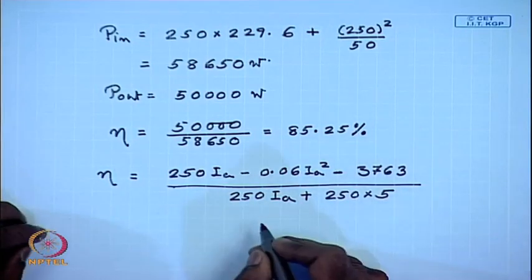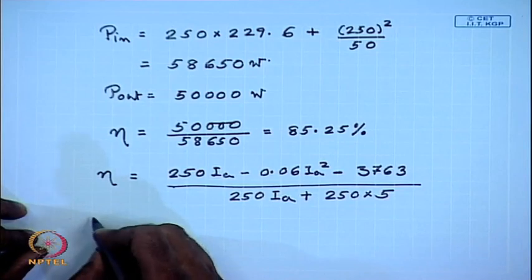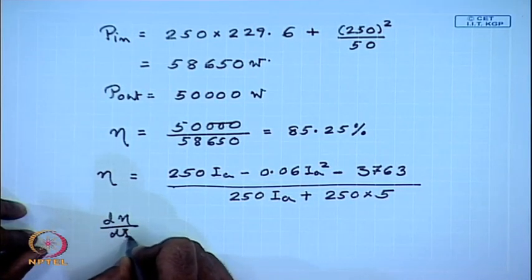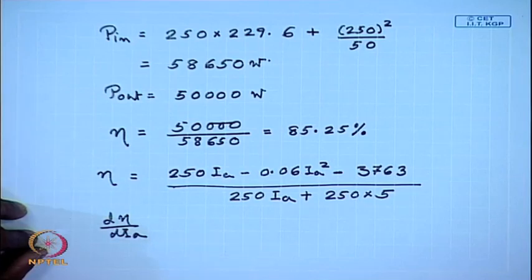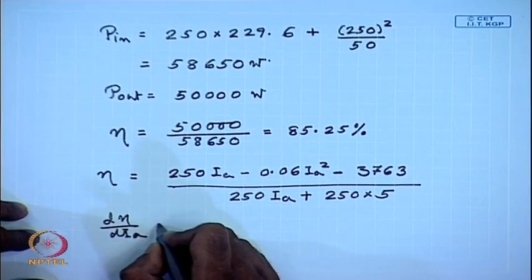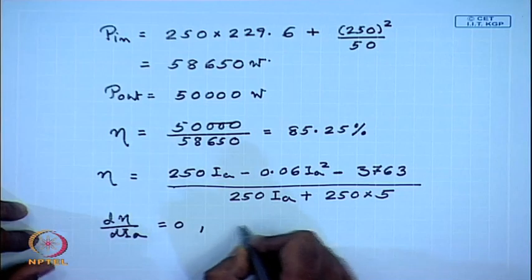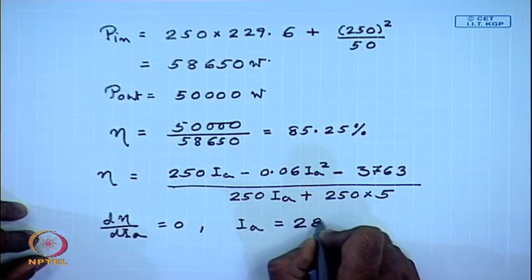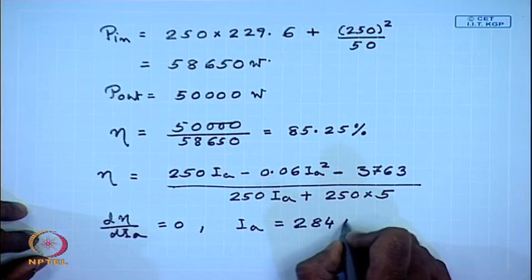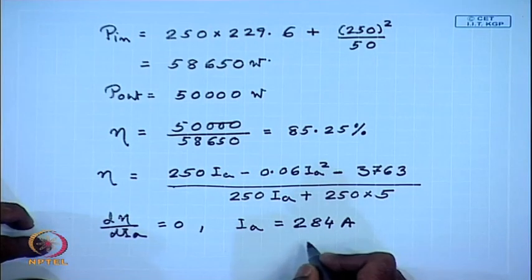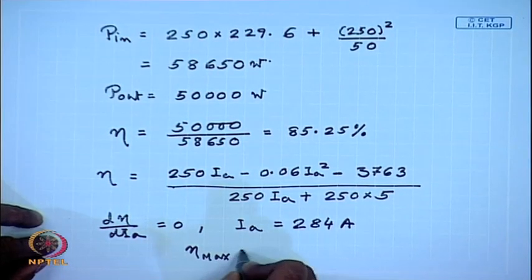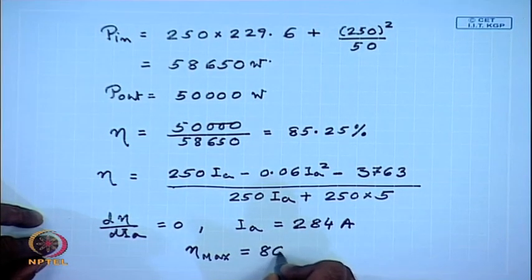So, the maximum efficiency occurs when d eta d IA equal to 0. So, this gives you IA equal to 284 amperes. And the maximum efficiency comes to be about 86.36%.